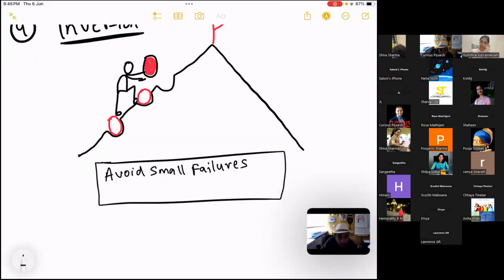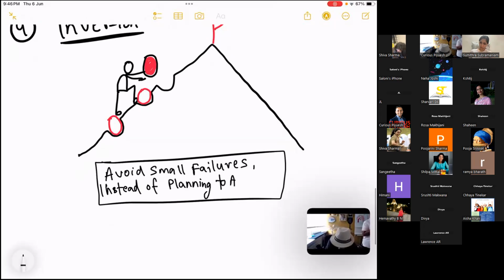What is the pointer here? Instead of planning, instead of planning to achieve success. I actually like this point.